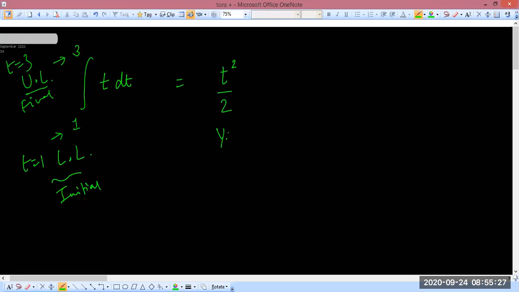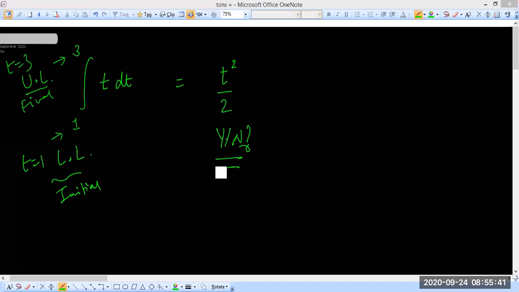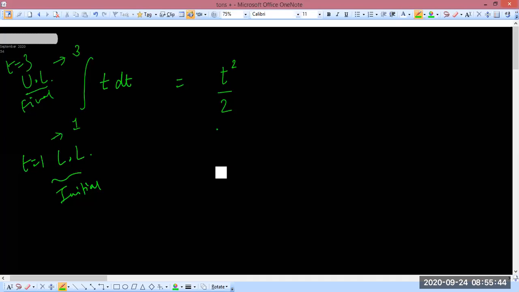Yes or no, everyone? Is this clear? Okay, very good. Yes, Rehan Khan. t means t raised to 1. I hope everyone realizes that. So follow rule 1. You'll get t raised to 1 plus 1 upon 1 plus 1, so t raised to 2 upon 2. Okay, t square upon 2.